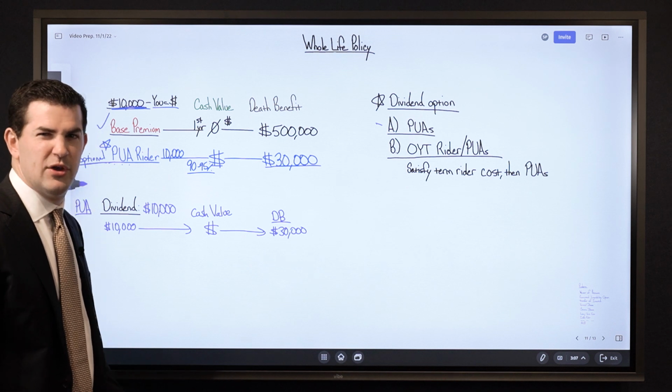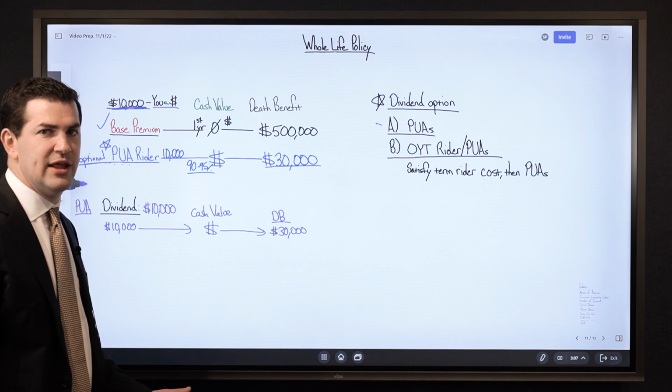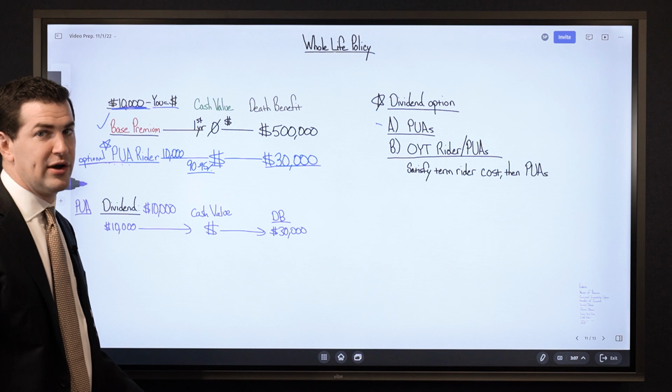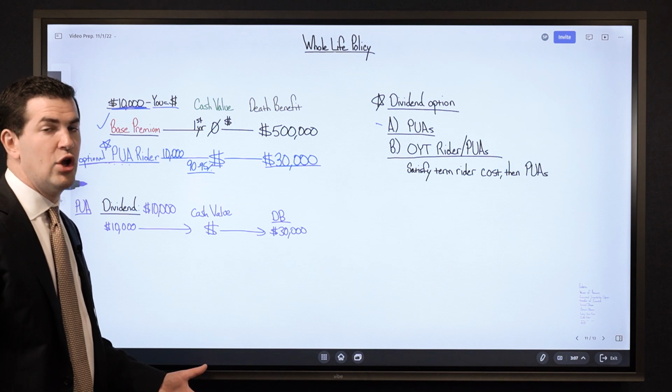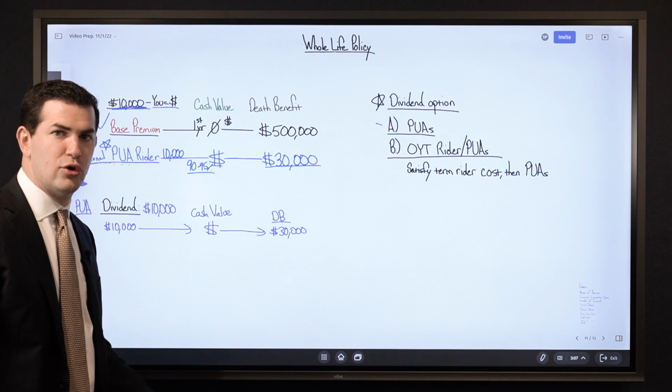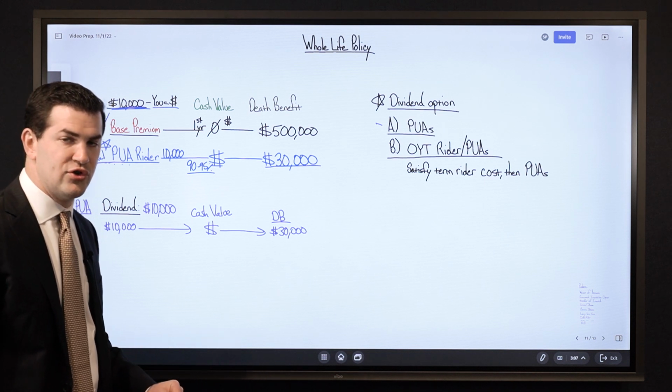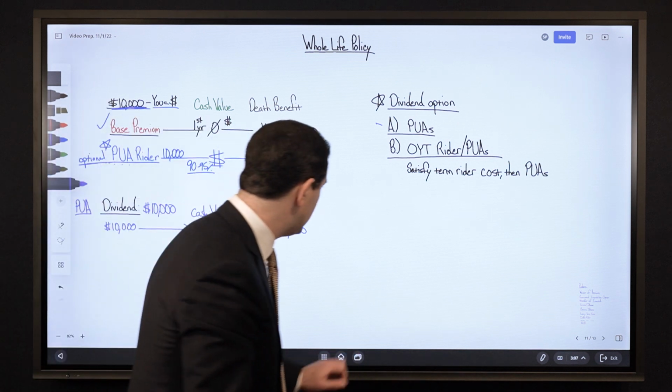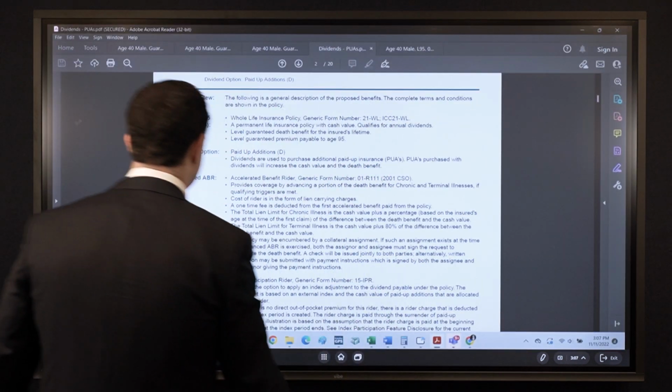That makes sense? So the standard dividend option that most people have on whole life insurance products is paid up additions, which just results in dividends being reinvested into PUAs, shows up in cash value, and also purchases you additional death benefit. Let's take a look here before we transition to the next option.